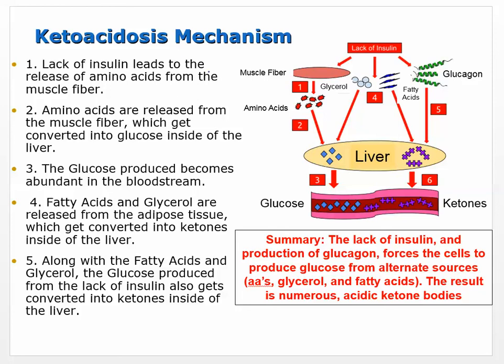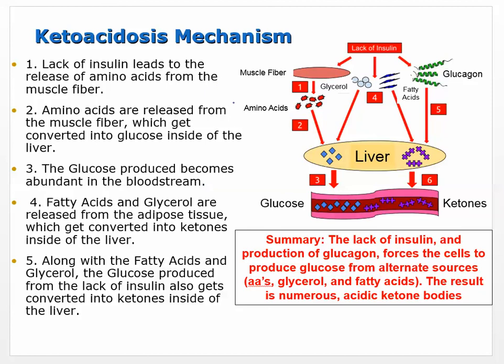Okay, so again, lack of insulin, ketoacidosis mechanism. Lack of insulin leads to the release of amino acids from the muscle fiber. Okay, amino acids are released from the muscle fiber, which get converted to glucose made inside the liver. So we didn't really talk about the amino acids. I keep forgetting about that. Glucose becomes abundant in the bloodstream.